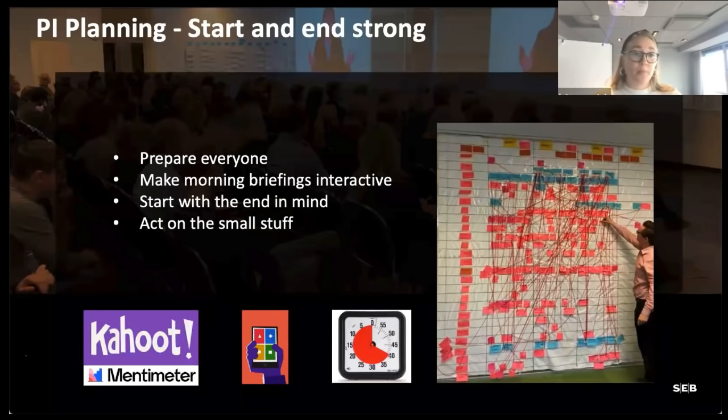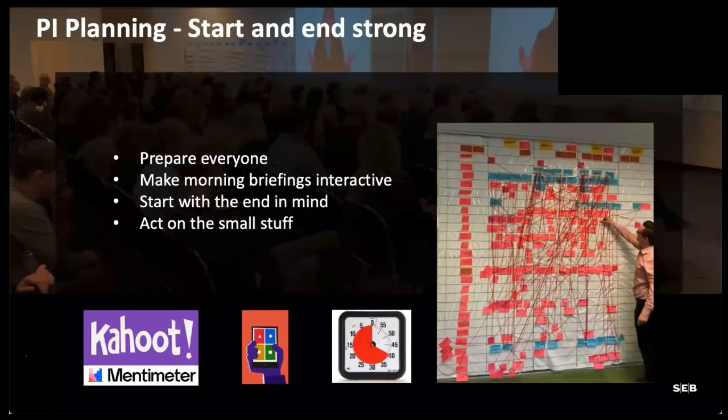And then throughout the whole PA planning, in the middle or all the parts of it, start gathering feedback. If you look at the SAFe standard agenda, you have feedback for 30 minutes at the end. My recommendation is to do it throughout the whole PA planning, so you can actually act on the small stuff that you get feedback on.